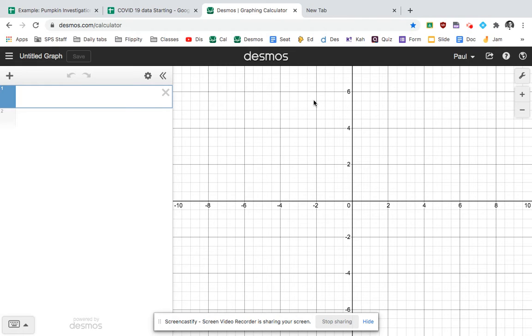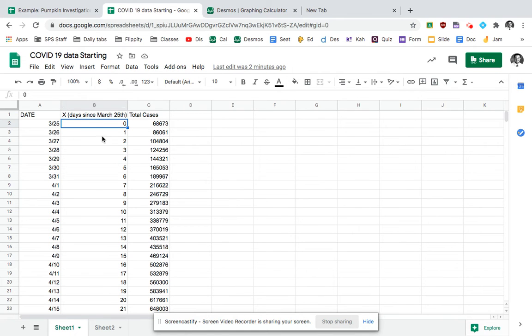So this is Desmos, all right? So remember that guy's video. I just watched it myself too, so hopefully I have this pretty fresh in my head. So what you're gonna do is, this is my data, okay? This is way back March 25th. Days since March 25th is my X. My Y is my number of cases.